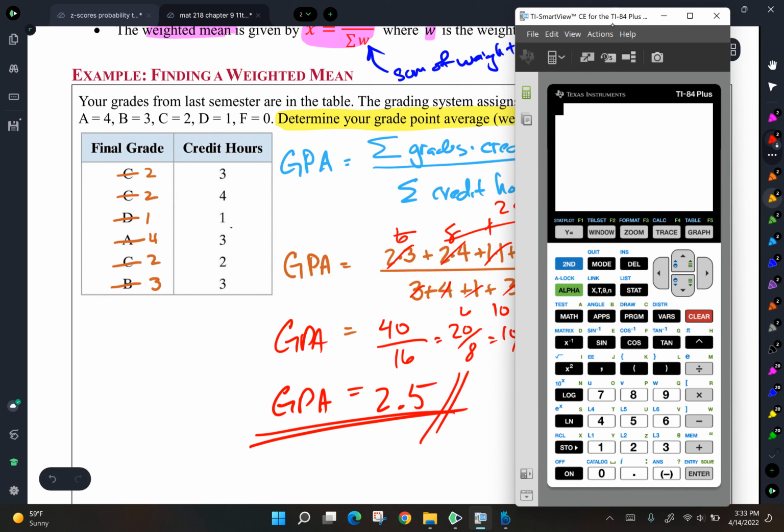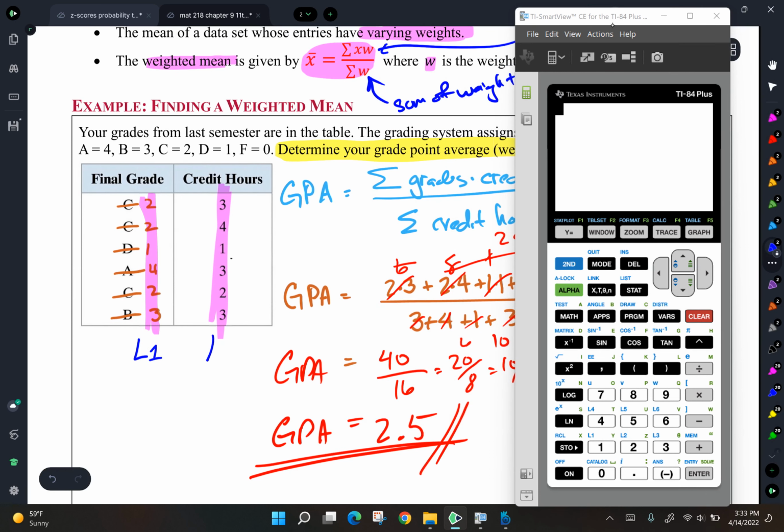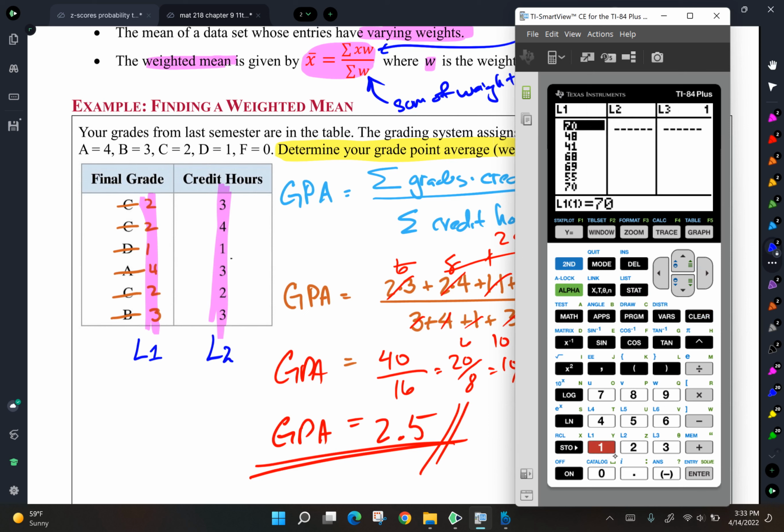Right? First thing I need to do, though, is take this data set and this data set and put them into my calculator. I'm going to put my grades, my X's, according to the formula, up here into list 1, and I'll put my weights into list 2. So just like I put data in before, I'm going to press Stat, go to Edit. I got junk in there I don't want, so I'll go up and clear it out. Okay. I've got a 2, and a 2, and a 1, and a 4, and a 2, and a 3.